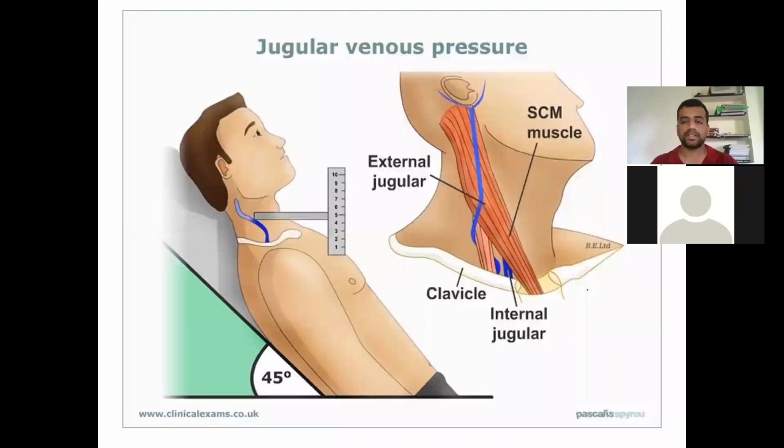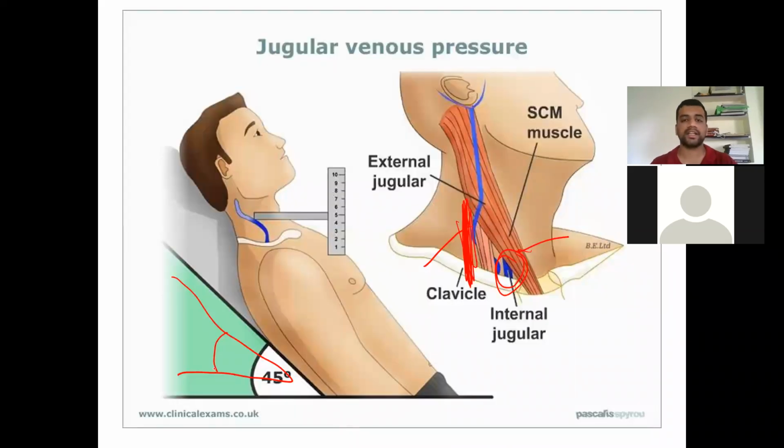Then this is the place where you are going to have the carotids, and this is the place where you have the internal jugular. So it is lateral, this is medial, and this is the 45-degree inclination. As I said, if you get a CVS case particularly, you are supposed to ask for a backrest, make the patient lie at 45 degrees, and then examine the JVP.